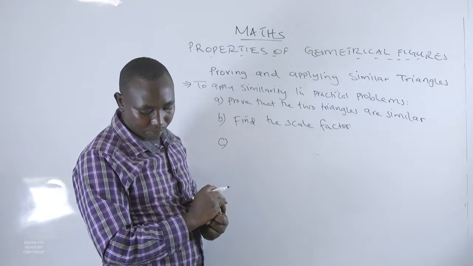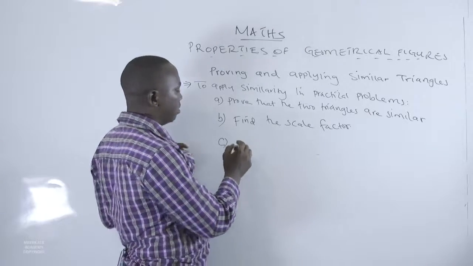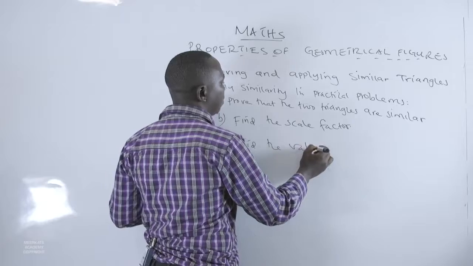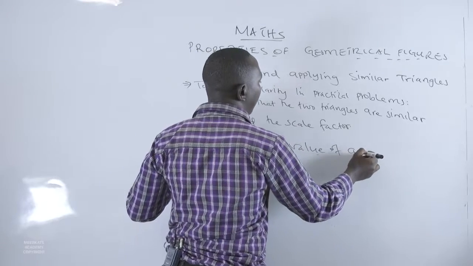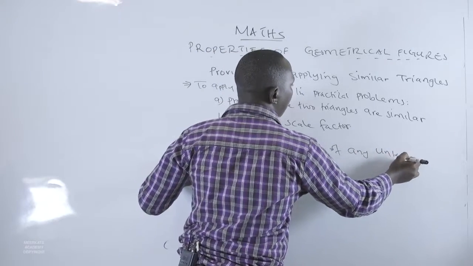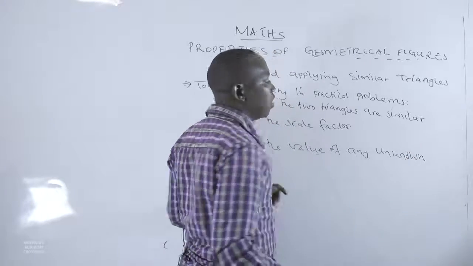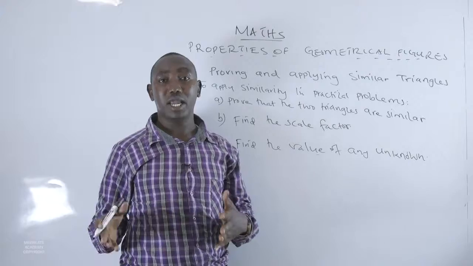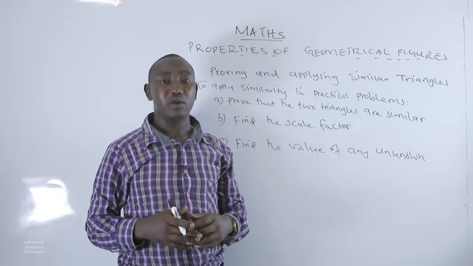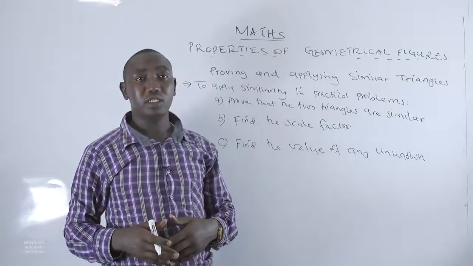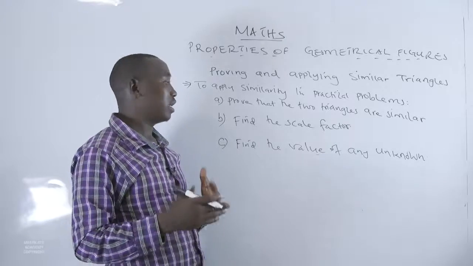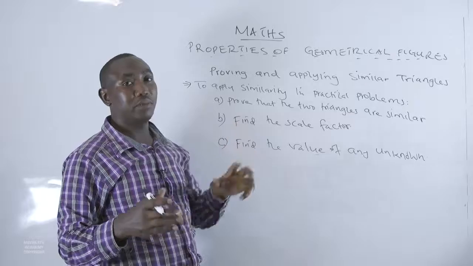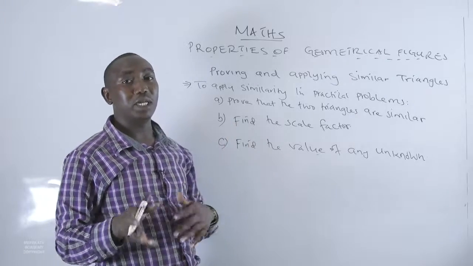Number 3, find the value of any unknown. And the unknown can be an angle or it can be one of the sides of those similar triangles. So these are the 3 critical steps that should be used whenever you want to apply the concept of similar triangles in solving practical problems.